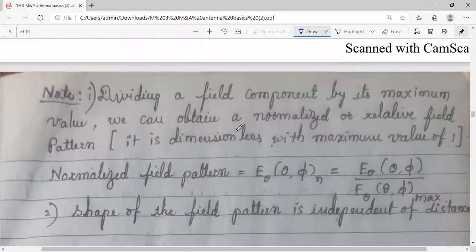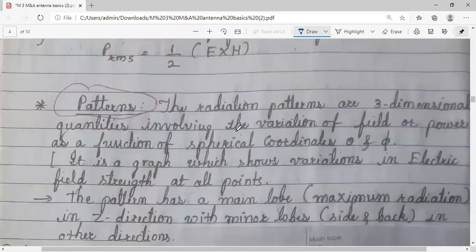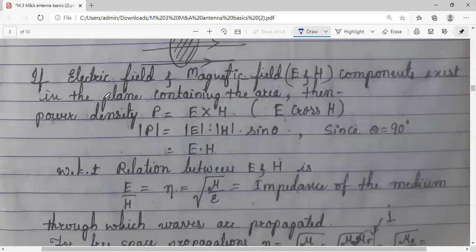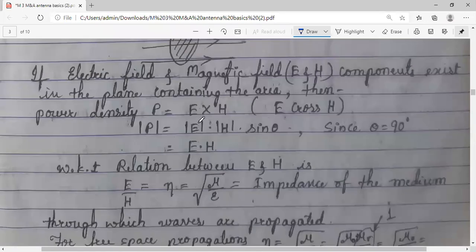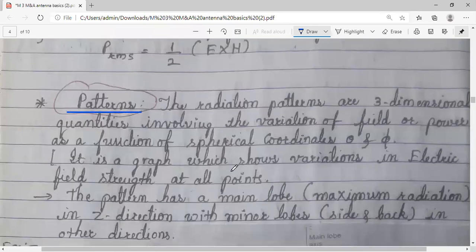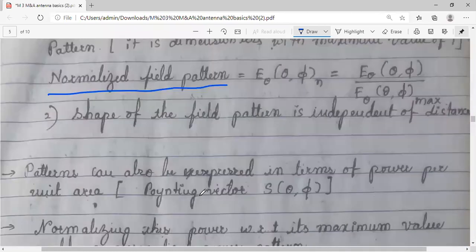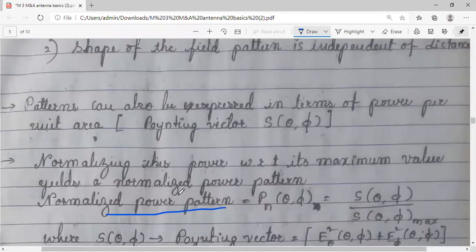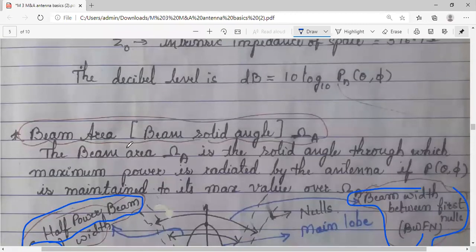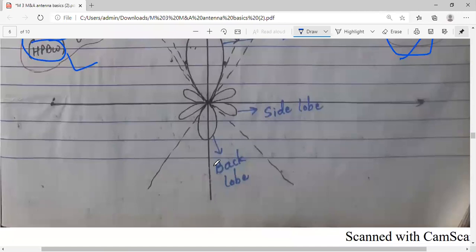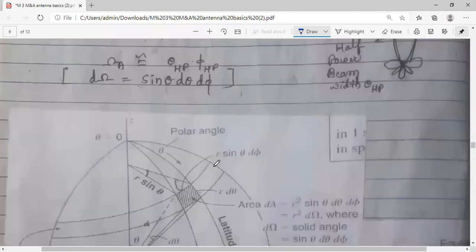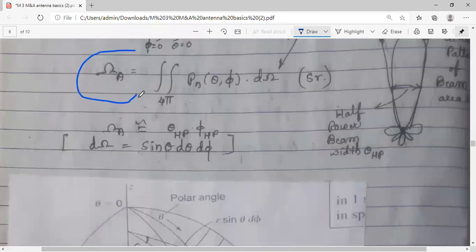We have already started the antenna parameters. We have discussed the first one, power density, P or S. We have seen patterns, normalized either field pattern or power pattern. The next parameter is beam solid angle, that is omega A, or beam area. We have even seen how the beam area or beam solid angle is expressed mathematically.